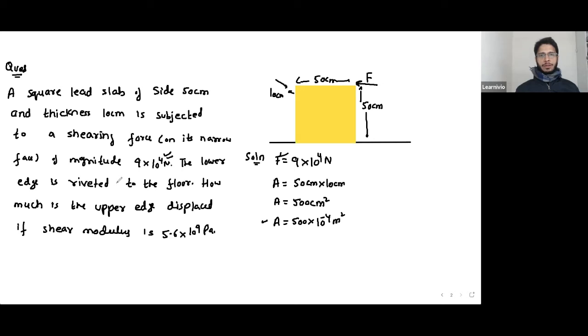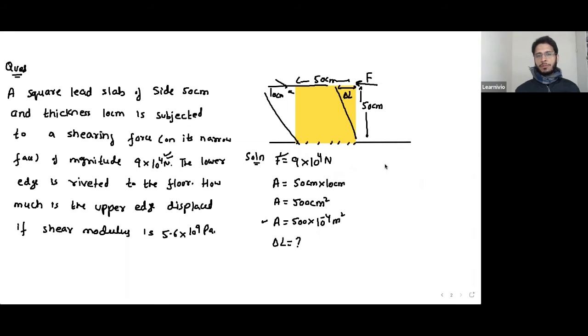The lower edge is riveted to the floor. That simply means this lower edge is fixed to the floor. So it cannot slide. So apply force in this way, the lower edge remains as it is. The upper edge gets shifted by some angle. So it can shift like this way. It will get shifted this way. So it gets shifted by this much amount delta L. So he's asking about delta L. How much is delta L now?